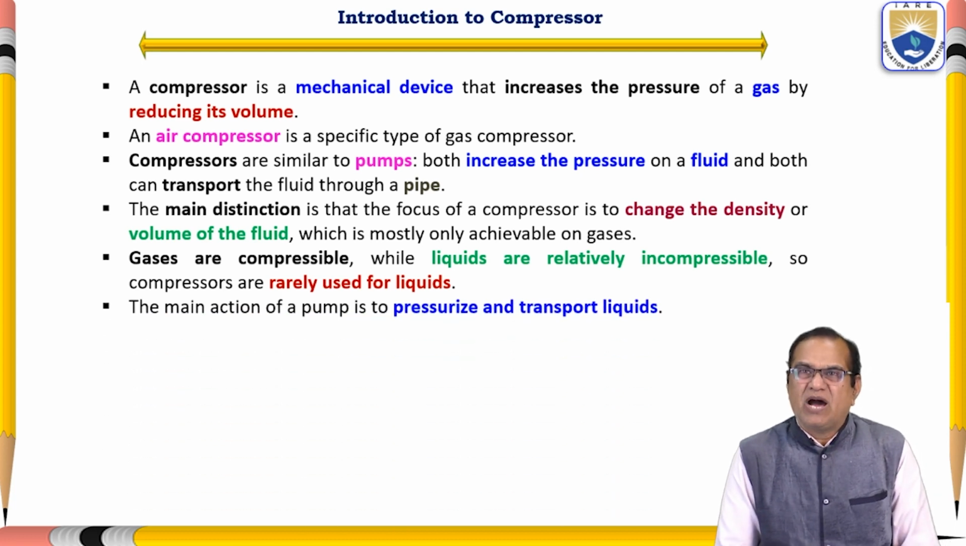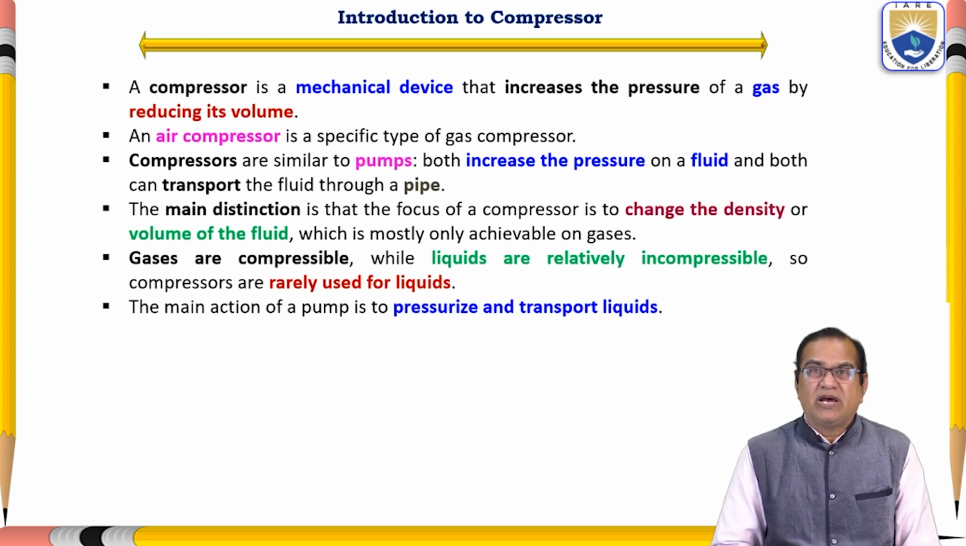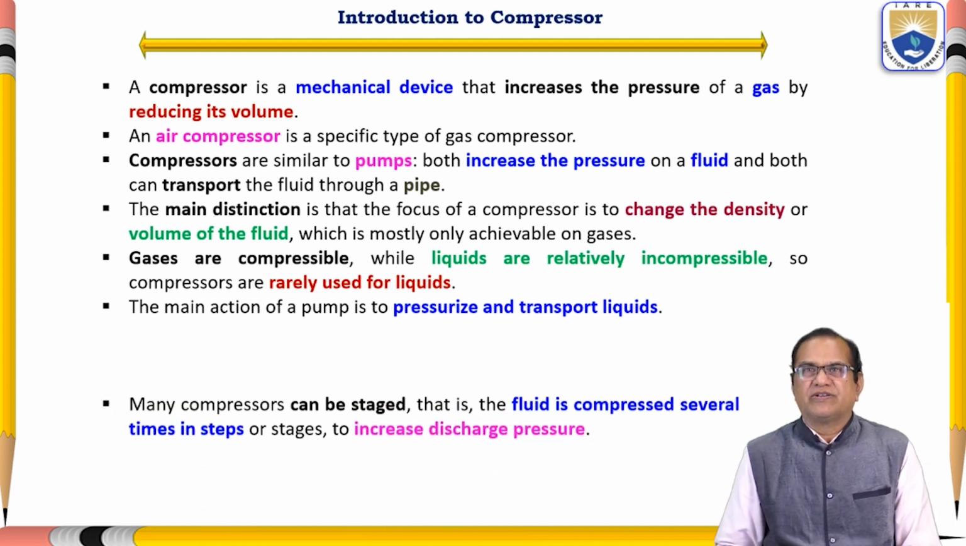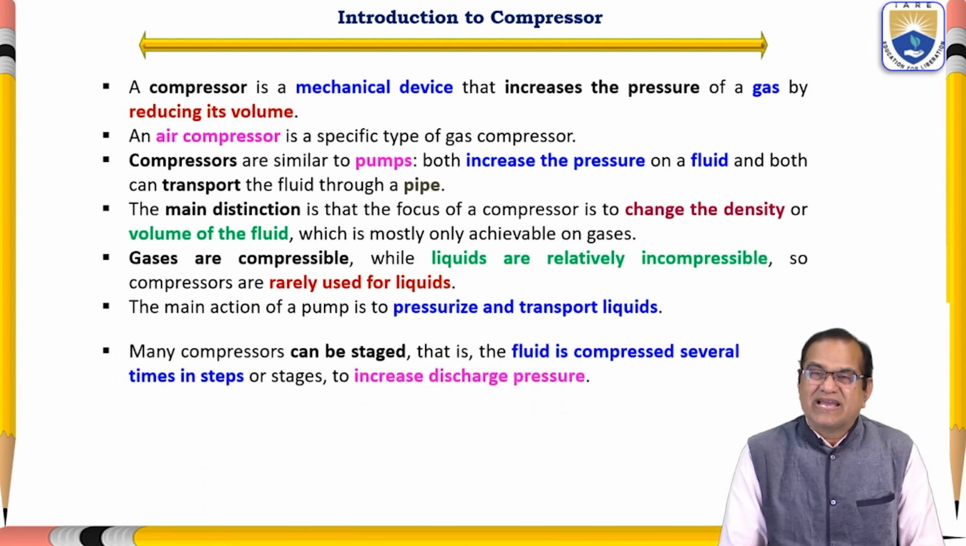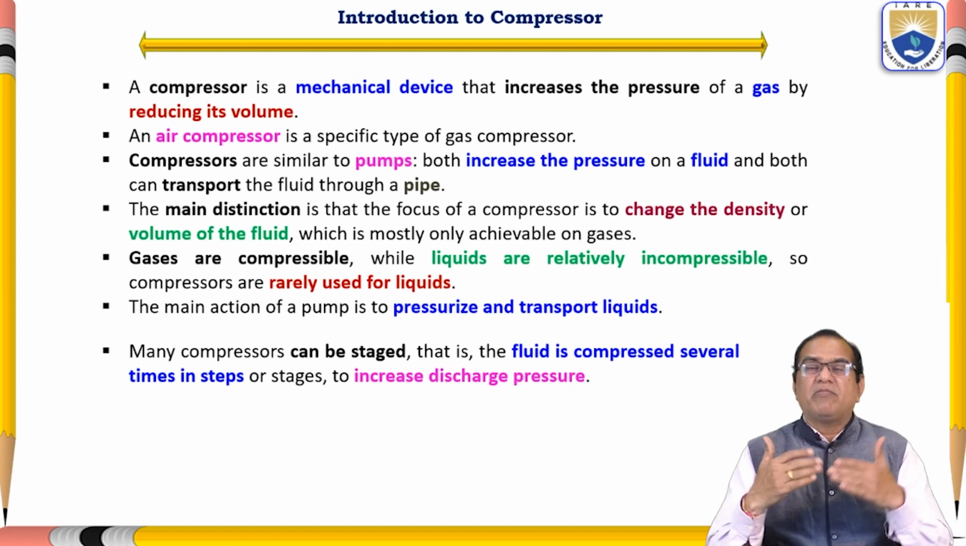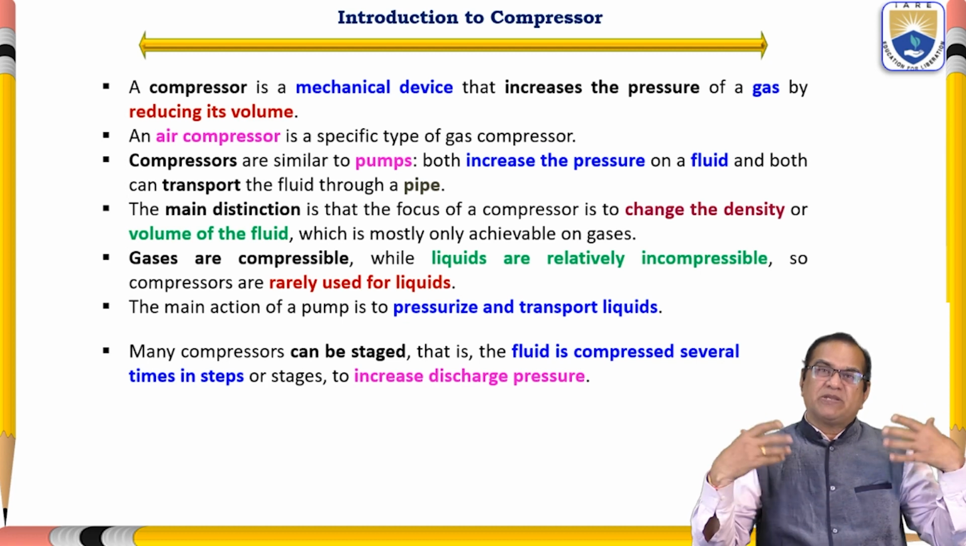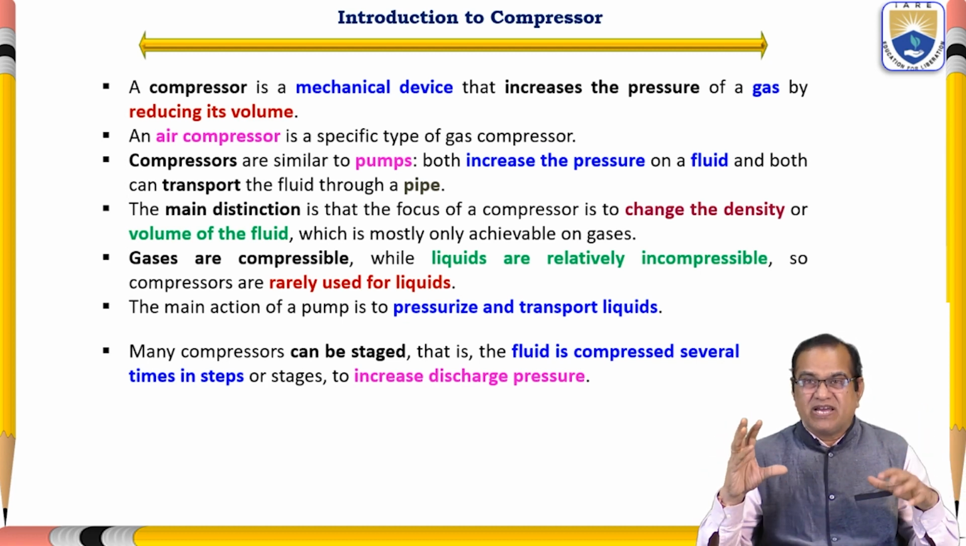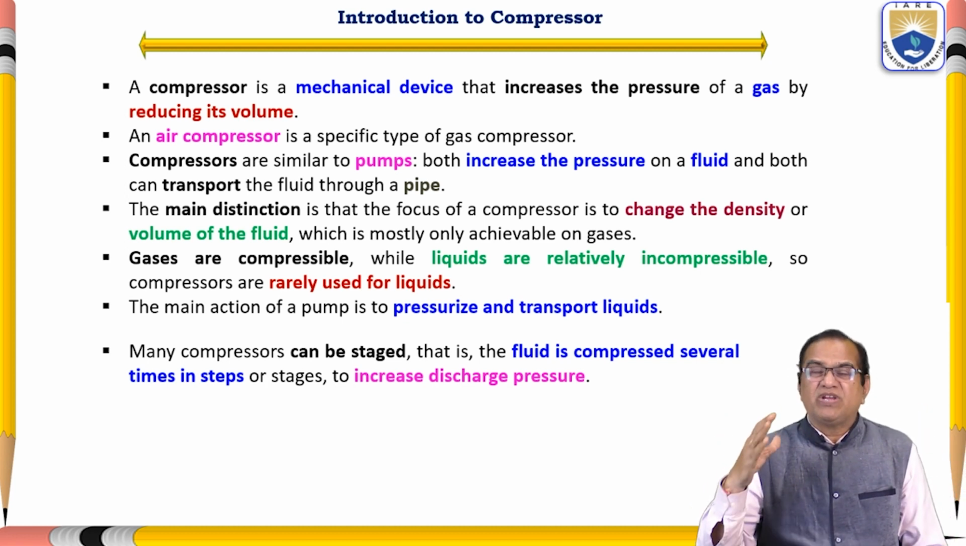The main function of a pump is to pressurize and transport liquid. A compressor compresses the fluid several times, in steps or stages, to increase the discharge pressure. So every compressor will have a number of stages, because as per the level of pressure required, we need different stages, different steps.